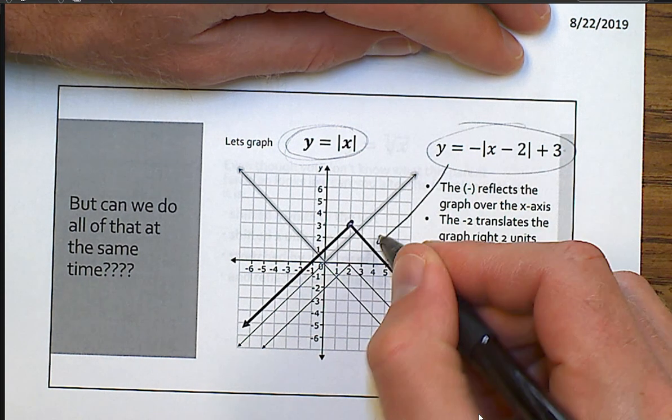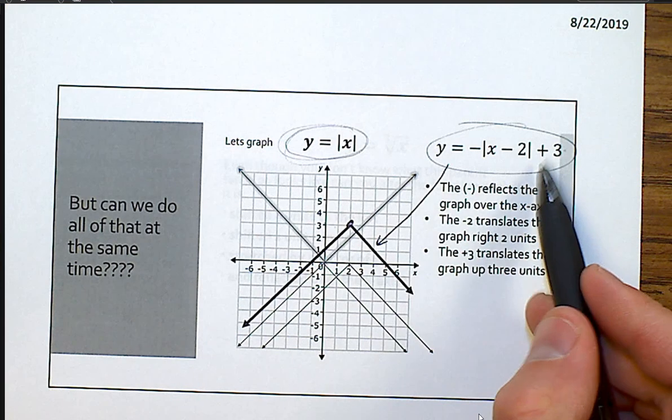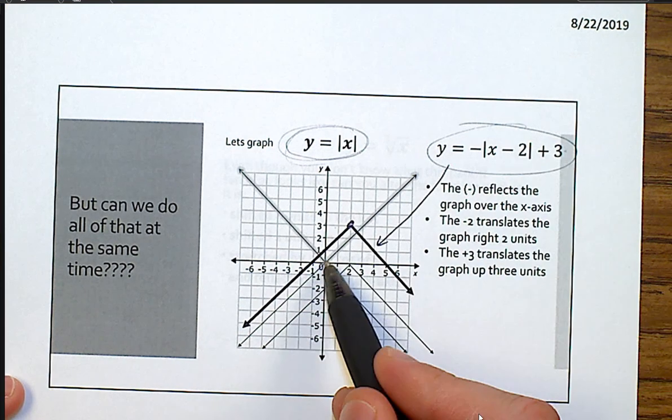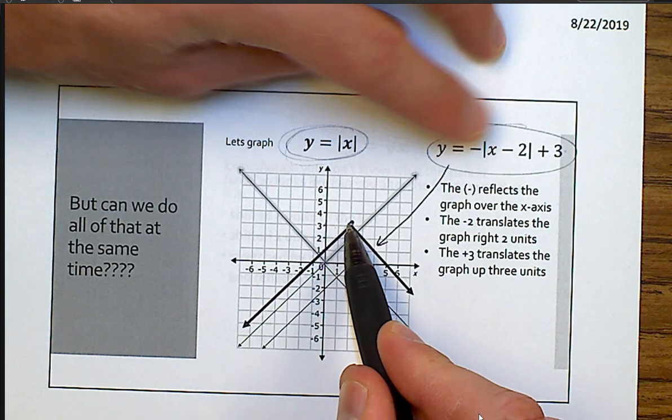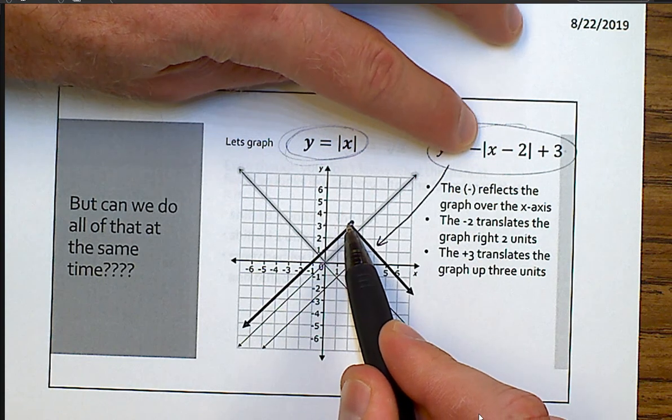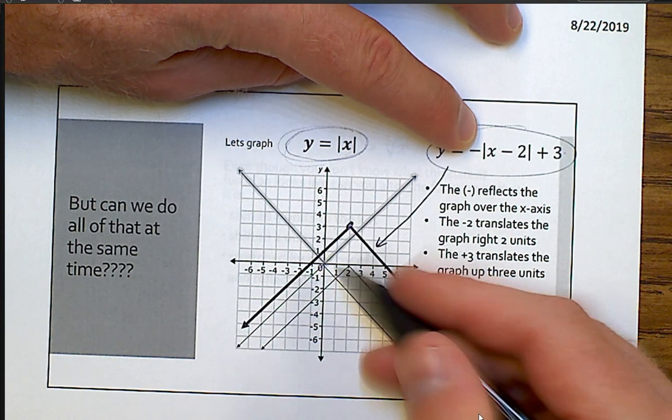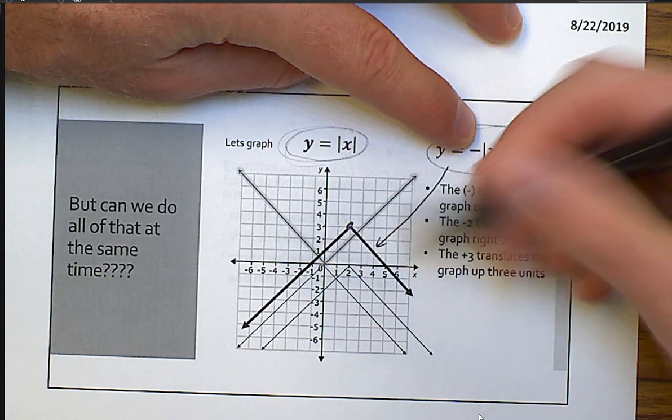That's that graph, and that should make sense. Up 3, so 1, 2, 3. Negative 2 means right 2, right 2. And I have a negative out in front, which means it's going to do what? It's going to flip upside down. And so that's why you get that graph right there.